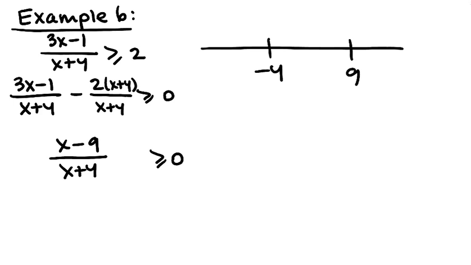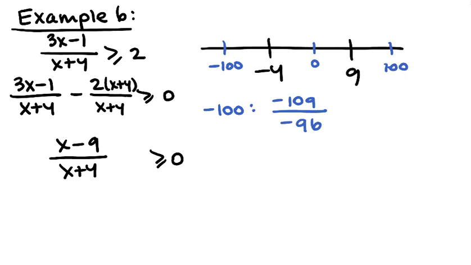Okay, so the values I'm going to choose will be, say, 0, 100, and maybe -100, just for ease. Okay, and so I'll start with -100. I'll plug it in. -100 minus 9 is -109. Divide by -100 plus 4 is -96. I've got negative divided by negative. That's becoming positive.